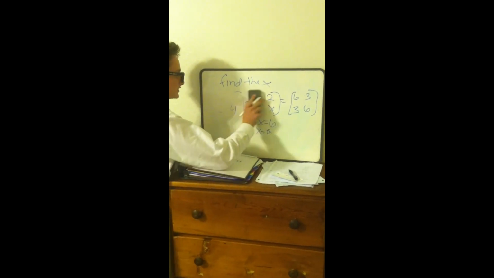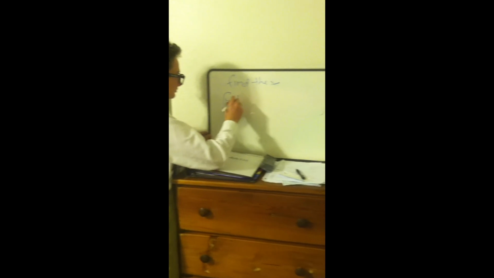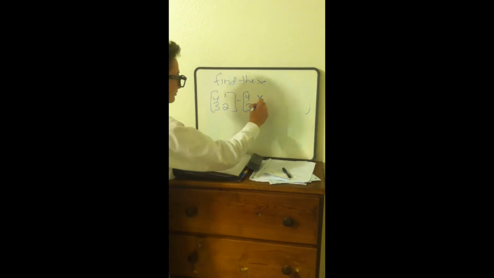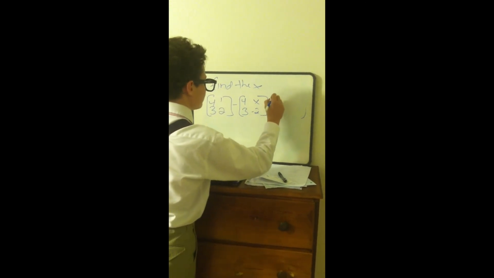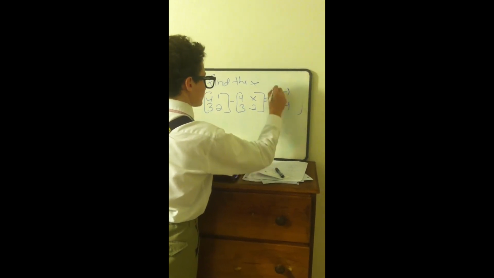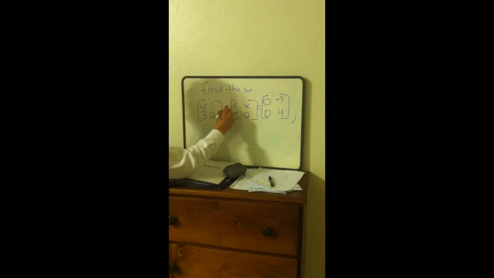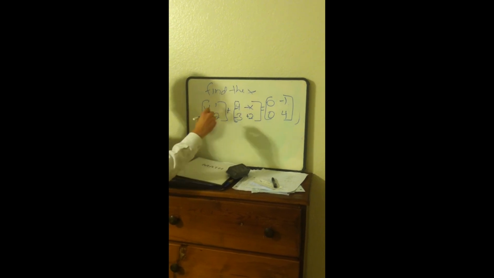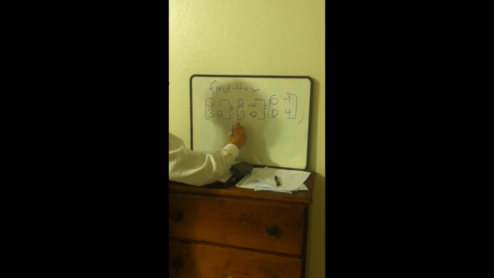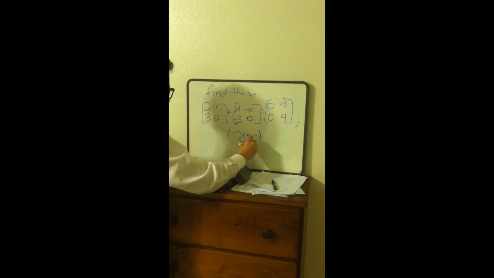Let's do another example. When I do math, I like to change the signs. So I'm going to change the signs. You're going to do this plus this equals this. And you're going to get x equals 2.